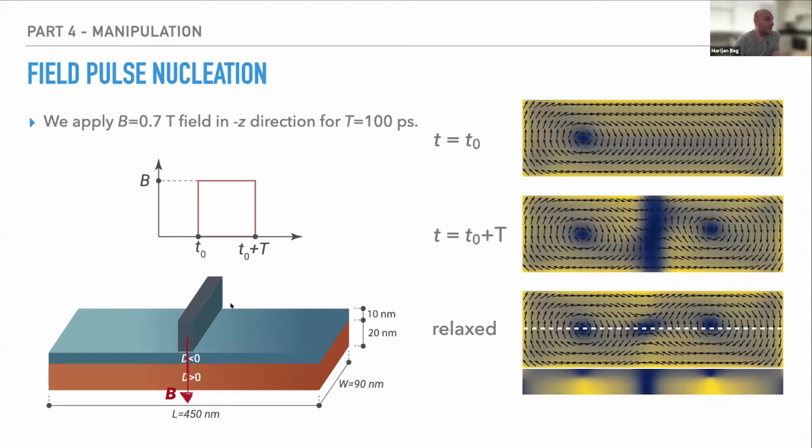Here is a region where we're going to apply an external magnetic field, in this case in the negative z direction. Again, it is a pulse. And we start with a single Bloch point in the sample. When we apply the field in this region, we divide the sample into different regions. And then in the second region, another Bloch point emerges. After turning off the field and relaxing the system, we can see that we have two Bloch points with this anti-vortex region in between. And the cross-section looks like this.